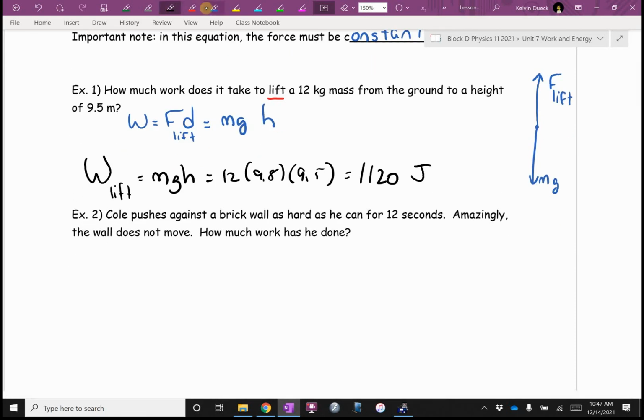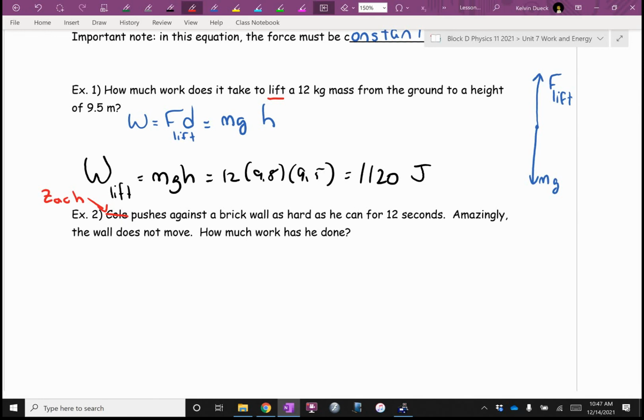Example 2. Can you cross out the word coal? Can you replace it with the word Zach with an H? Zach pushes against a brick wall as hard as he can for 12 seconds. Amazingly, the wall does not move.